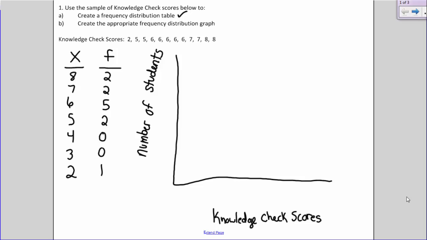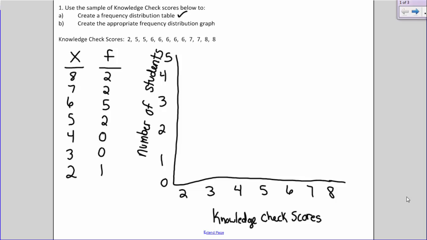Okay, so our scores range from 2 to 8, so I'm going to reflect that on the x-axis, starting with the low and going to the high end from left to right. So we have 2, 3, 4, 5, 6, 7, and 8. Okay, and then our frequencies range from 0 to 5, so we'll make our y-axis reflect that. So 0, 1, 2, 3, 4, 5.